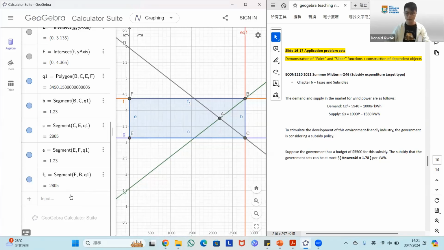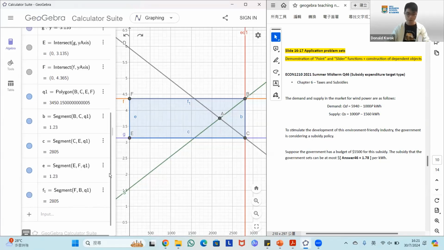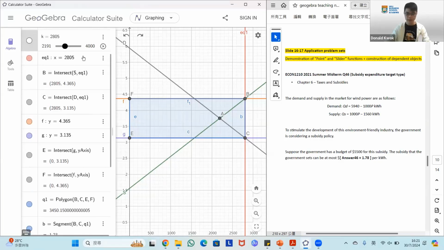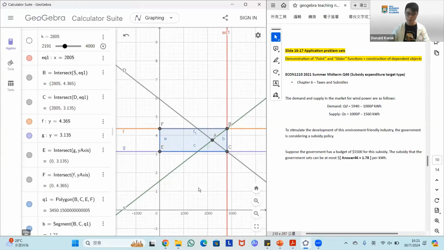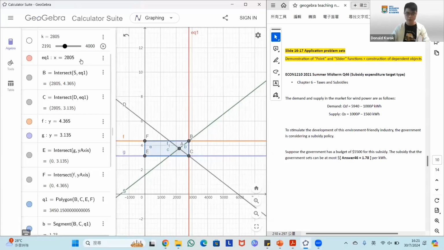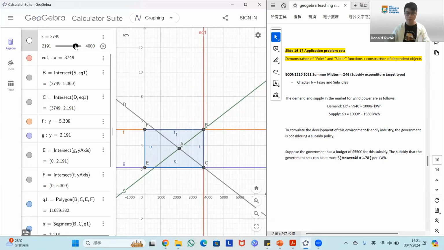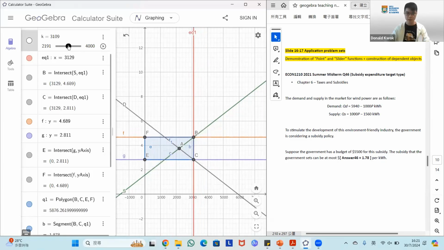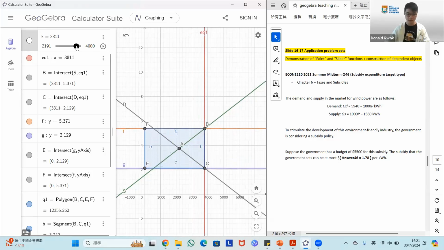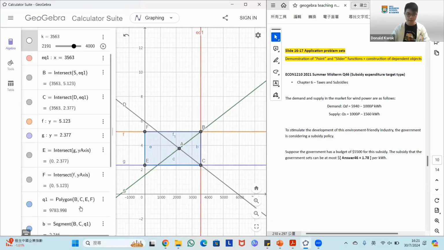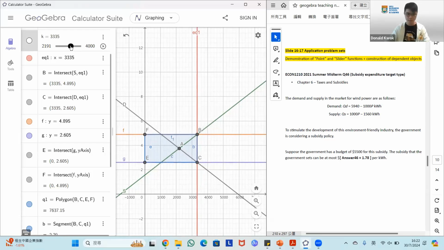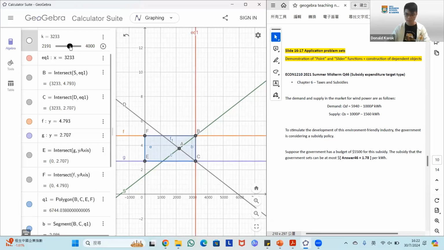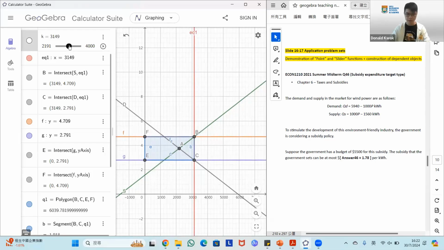The power of the slider function can be exhibited here now. We can move the slider to conduct the trial and error and see at what level of quantity the subsidy expenditure can attain the desired target $5,500. As you can see, the area of the subsidy expenditure would change continuously. As you can see, it is now closer and closer to the target, 5,500.